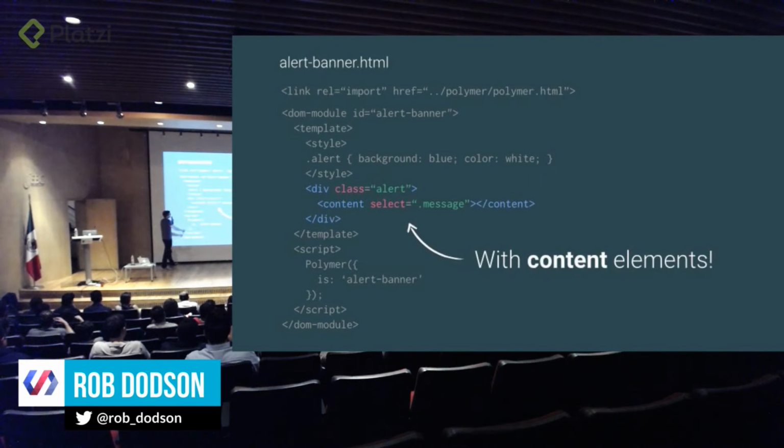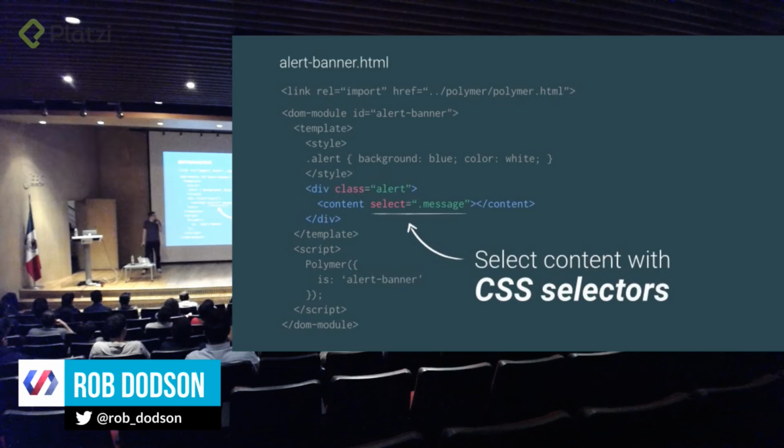So I've got this little select attribute here, and I'm just using a CSS selector to specify what kind of content I want to invite into this element, right? So if someone puts an element inside my alert banner that matches that CSS class, it's going to render as if it's right there in my markup.